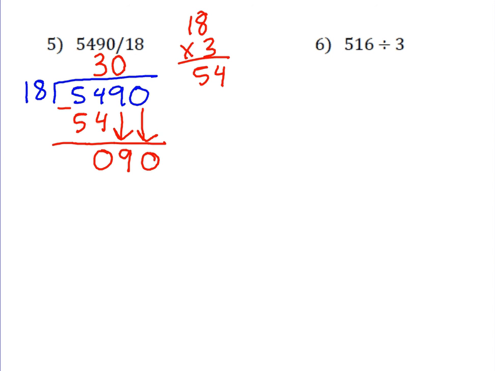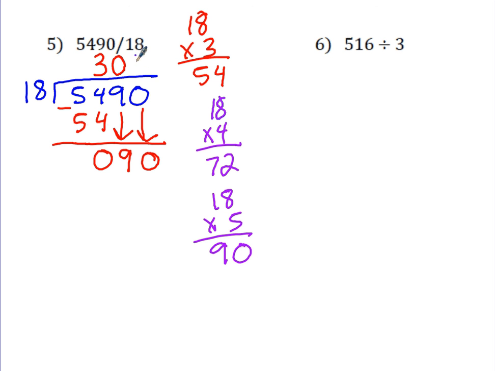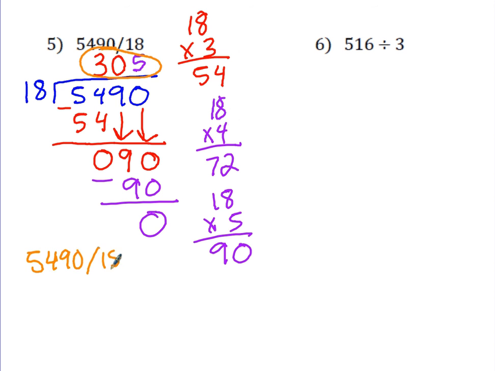Then we think about, all right, how many times does 18 go into 90 without going over? Well, we know 54 is too small. What about 18 times 4? That's 72. Still maybe too small. What about 18 times 5? Well, when we put that in, we get 90, so that's perfect. So we want a 5 here. 18 times 5 is 90. 90 minus 90 is 0. So our quotient here, our answer to our division problem is 305. So 5490 divided by 18 equals 305.